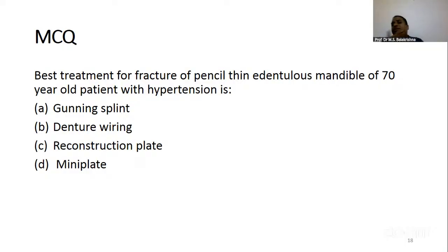So those areas we give a reconstruction plate. That is the ideal answer. But it is an edentulous area, so a Gunning splint can also be an answer. This is basically a controversial question. If you say A, I will say 3. If I say 3, I will say 1. Because it is edentulous and the patient is 70 years old, you don't have to be so aggressive by giving a reconstruction plate. You can go with the Gunning splint as the answer.